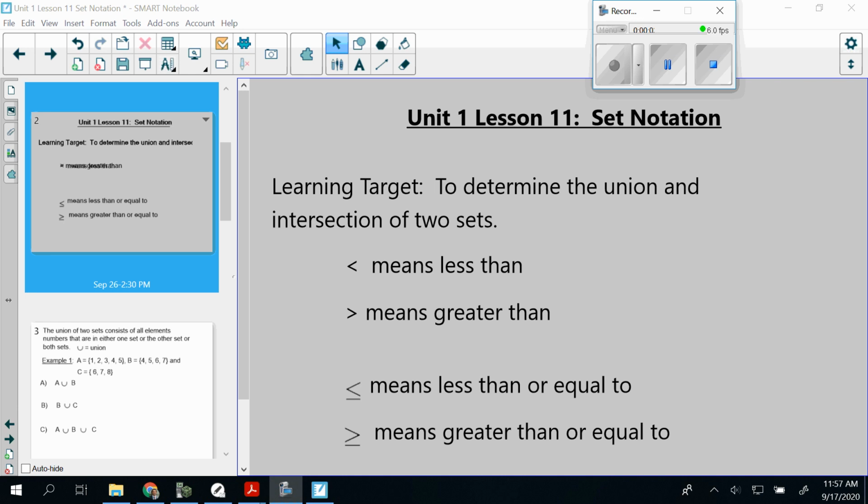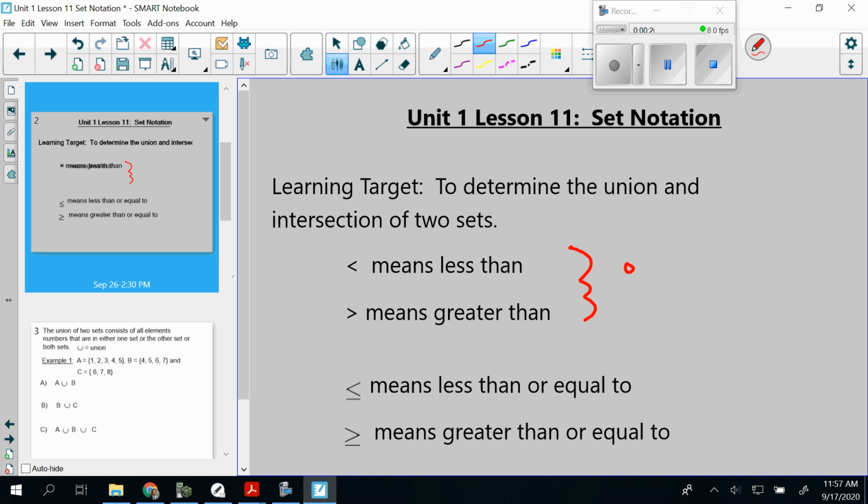Alright, we're going to look at set notation in this lesson. We want to determine both what union and intersection mean. Two things you should remember coming in: if we have the less than or greater than symbols, we graph those with an open circle, indicating that we don't count the points. If you have less than or equal to or greater than or equal to, when you're graphing those we use a closed circle to indicate that you want to include the point with the set.